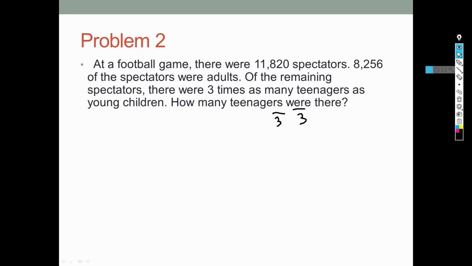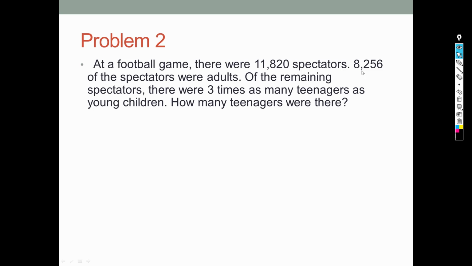Okay, problem 2. Again, this is one you can do without setting up an equation. But here it is. It says at a football game there were 11,820 spectators. So the total is 11,820.